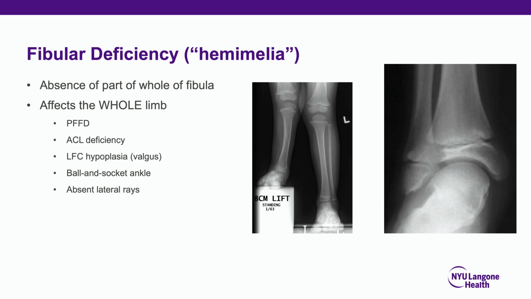Fibular deficiency, which used to be known as fibular hemimelia, is an absence of part or the entire fibula, but it does affect the whole limb. So you also want to look out for PFFD, hip dislocations, ACL deficiencies. They can get a pretty significant lateral femoral condyle hypoplasia, which can give them valgus. They also get a ball and socket ankle and absent lateral rays of the foot.